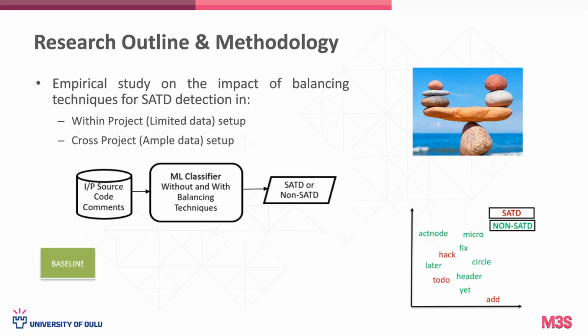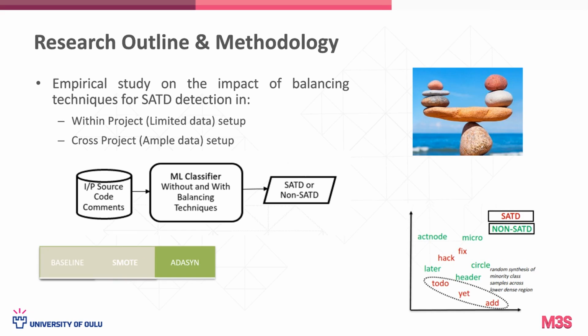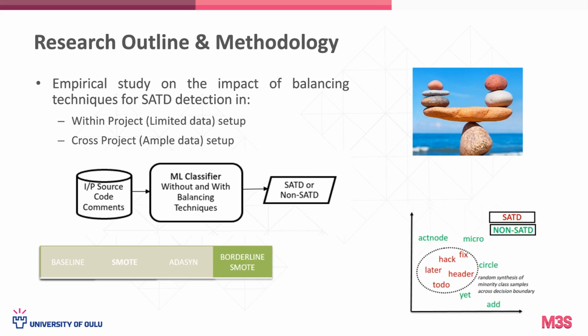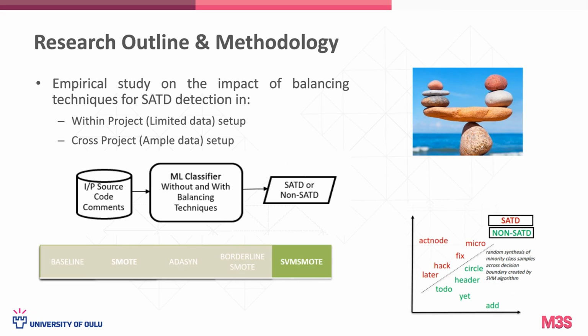The baseline classifier performs the SATD classification without any explicit balancing technique. The data sampling technique SMOTE randomly synthesizes data samples of the minority class. In addition, synthetic data samples are created in sparse regions. Another data sampling technique, borderline SMOTE, randomly synthesizes data samples along the decision boundary between SATD and non-SATD classes. SVM SMOTE is a variant of the borderline SMOTE that employs SVM algorithm for synthesizing data samples.